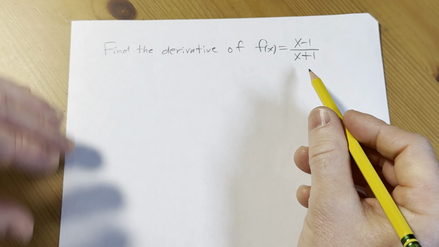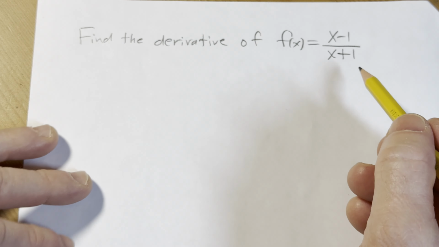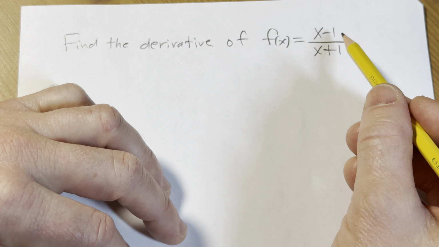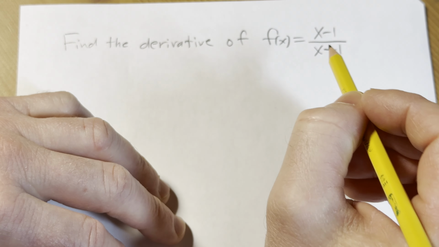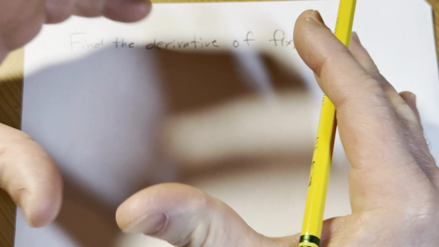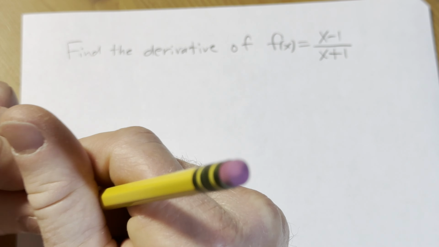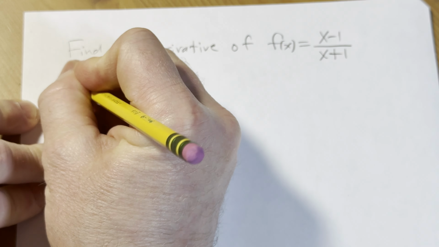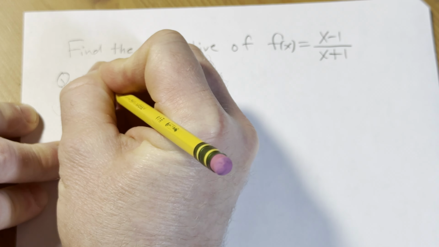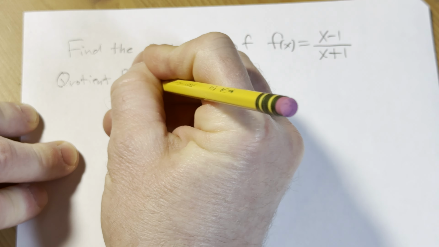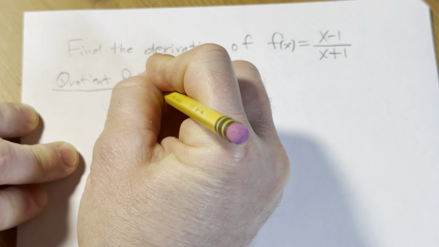And so here you can see we have a quotient, right? We have a fraction. So we're going to use something called the quotient rule. So before we do this problem, I'm going to refresh your memory on what exactly is the quotient rule. So the quotient rule says, this is the quotient rule for derivatives from calculus.